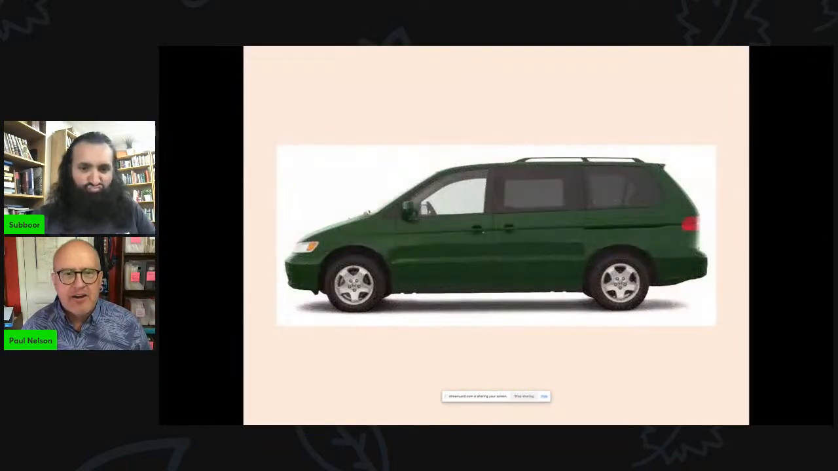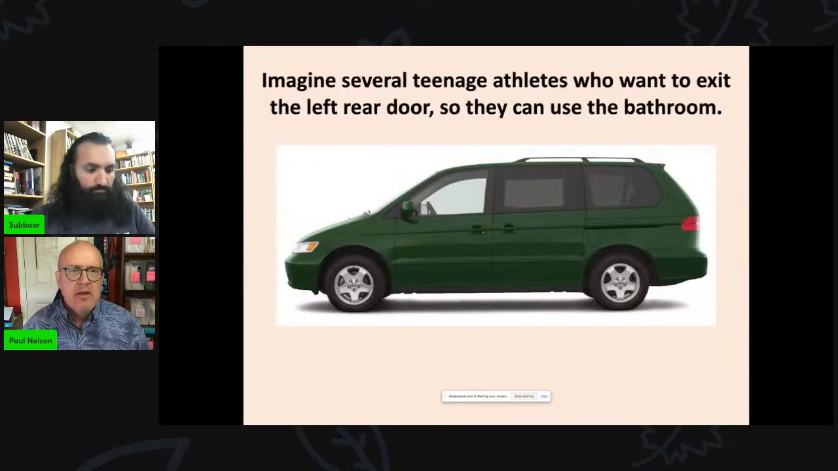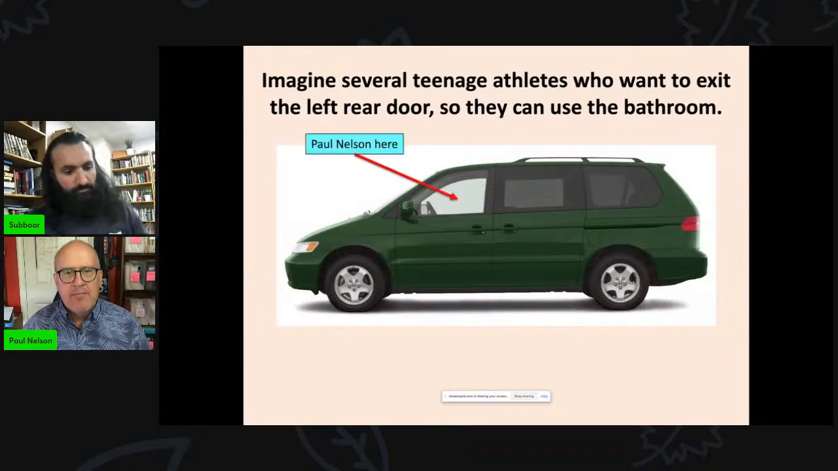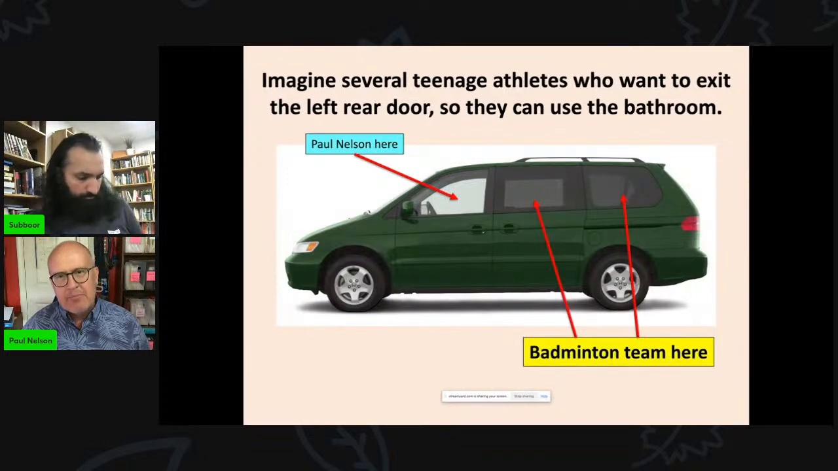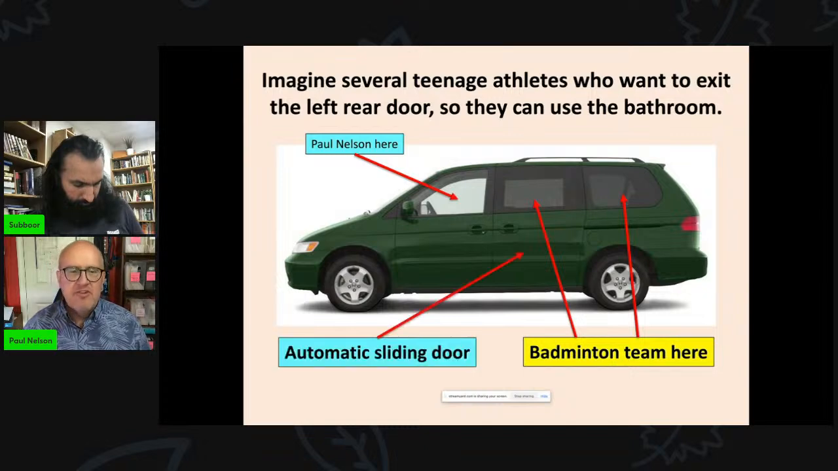So here's my car at the time. It's a Honda Odyssey minivan. And I'm here, and the badminton team is sitting in the middle and back rows. And we pull into a gas station for two reasons. One, I needed to get gas in the Odyssey, but they needed to use the bathroom, the badminton team.